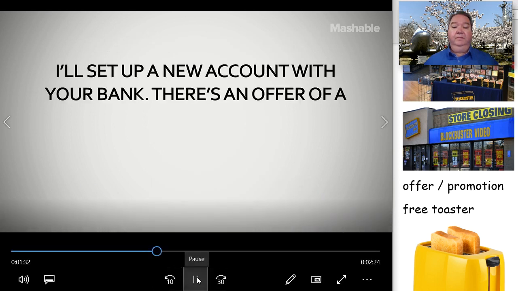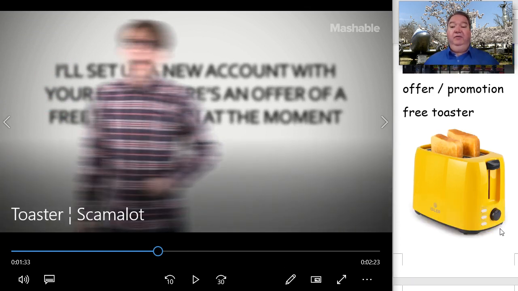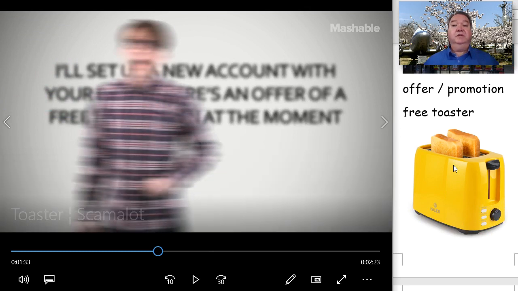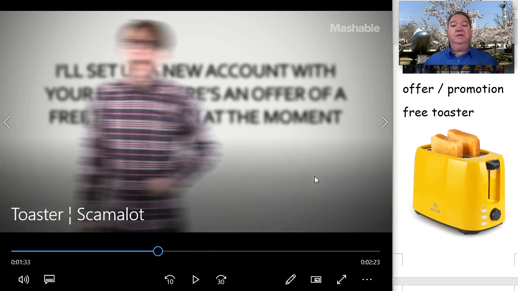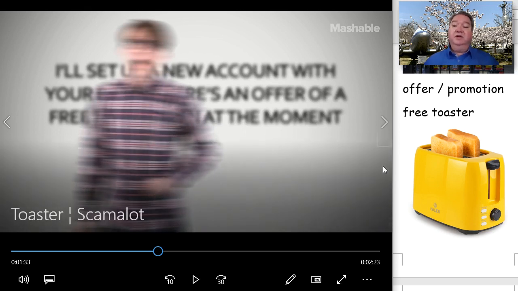There's an offer of a free toaster. So I'll set up an account, but there's an offer of a free toaster. A free toaster, like you would use to make toast. Of course, this is not true. None of this is true. There is no consignment. There are no diamonds. There's also no toaster. But James Veitch is just playing with them. He's just having fun with them.